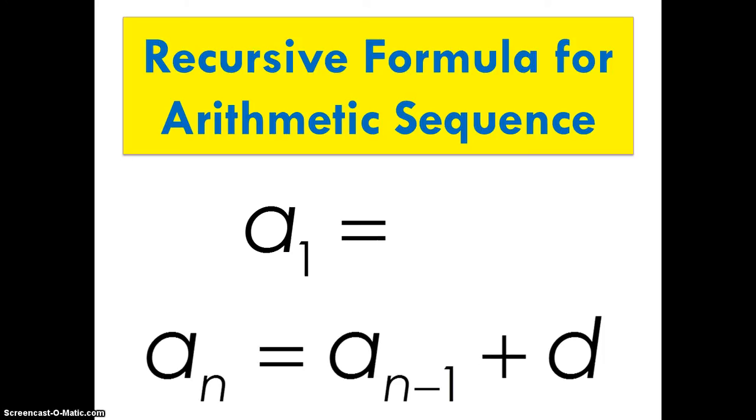When you have an arithmetic sequence, your recursive formula always starts with a sub 1 is equal to, and you'll put whatever your first term is. A sub n is equal to a sub n minus 1 plus d. And remember, d is your common difference.